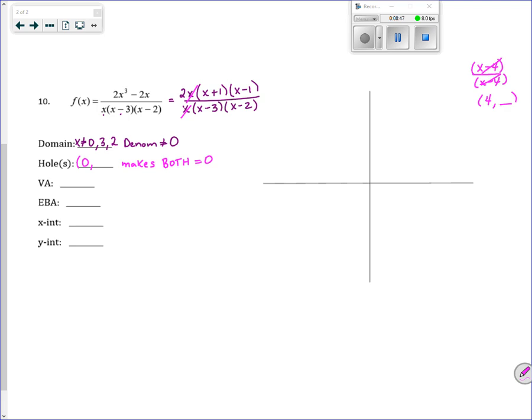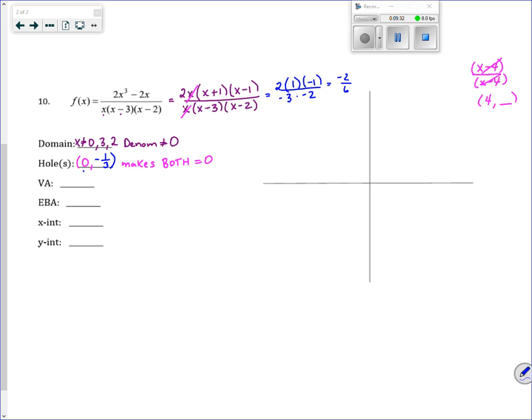Now, how do you get that something? How do you get that y value? You plug whatever you got for your x value into the remainder of the equation. So in the remainder of the equation, I have a 2. I have a 0 plus 1 is 1. 0 minus 1 is negative 1. I have a 0 minus 3 and times negative 2. So what does that end up being? Negative 2 over negative 6? Nope. Negative 2 over positive 6, which is a negative 1/3. That's how you get the y value of the hole.